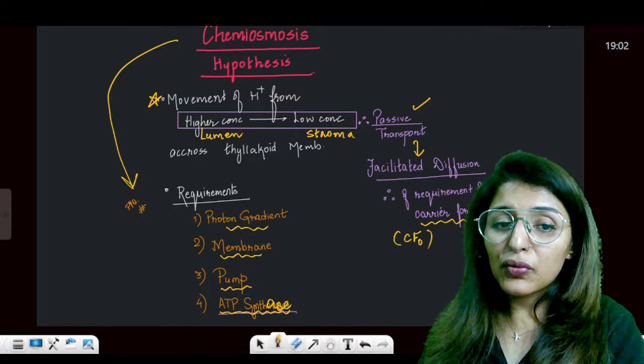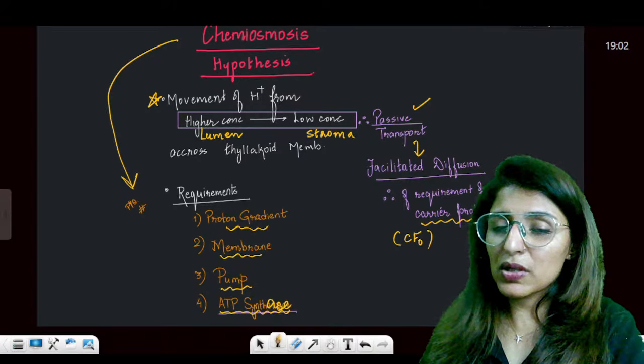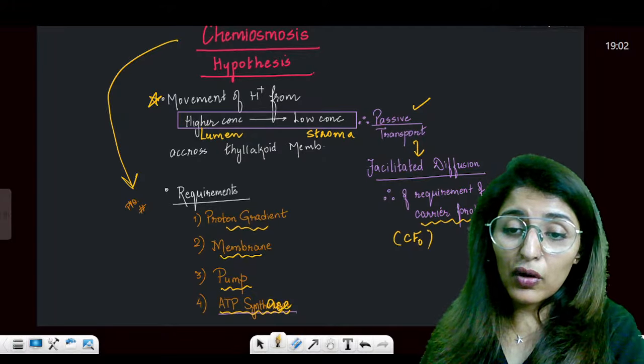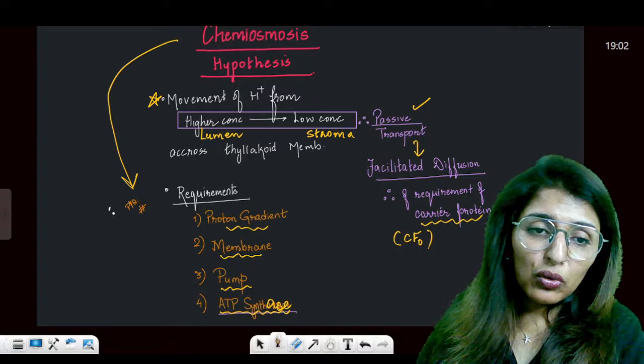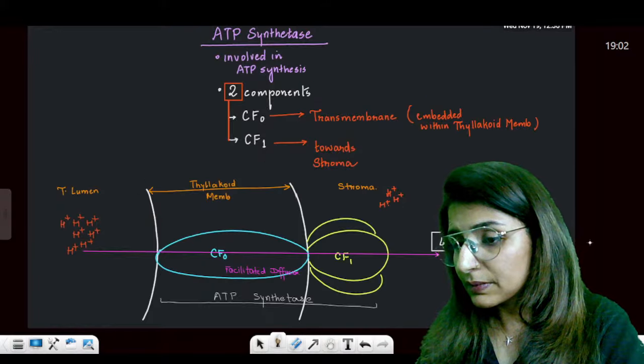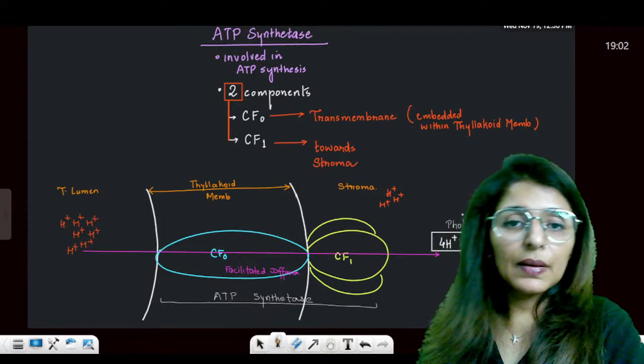This enzyme. So four things, four requirements for the chemiosmosis hypothesis are these, and this is a very, very important aspect. We have already seen a PYQ on this topic. This is a PYQ. Are these points clear? All right.